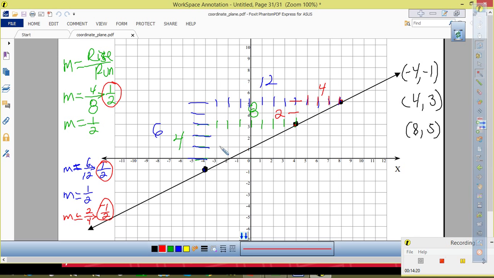So here's a question for you. Think about it. Guys, focus. Does it matter what 2 points I choose from this line? Think about this question. Does it matter which 2 points I choose from this line? Would I get the same slope, or would I get something different? Talk it over with your neighbor, please. And tell them why.